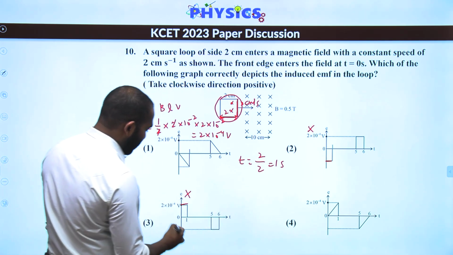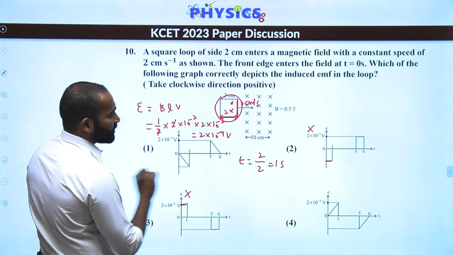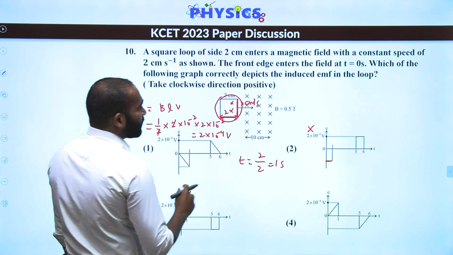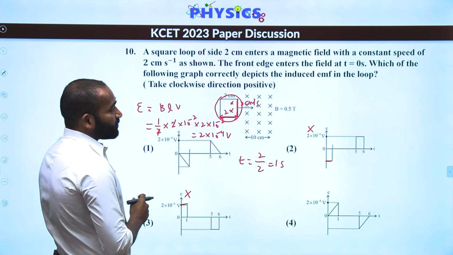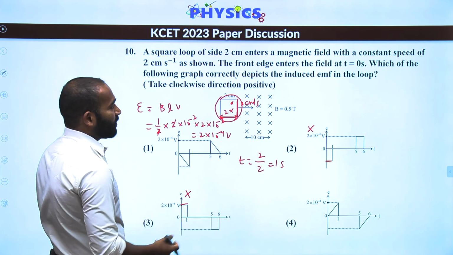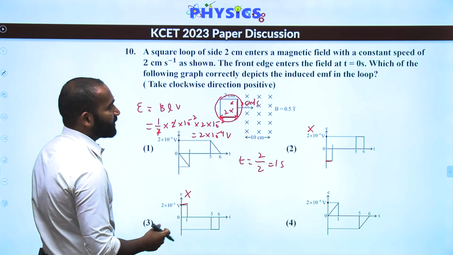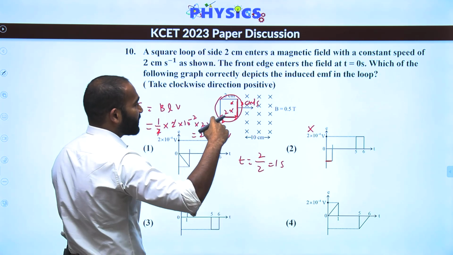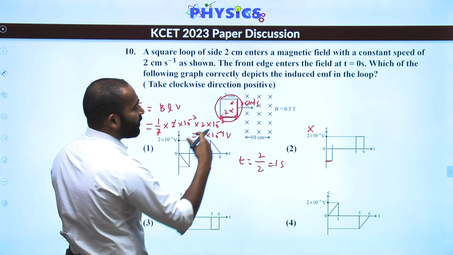So the induced EMF is 2 into the power minus 4, here also the same. Okay, fine. But what is the direction here? According to Lenz's law, the direction should be in such a way that it should oppose the change in flux here, isn't it? So the magnetic flux is increasing inwards, isn't it? So we have to counter that.